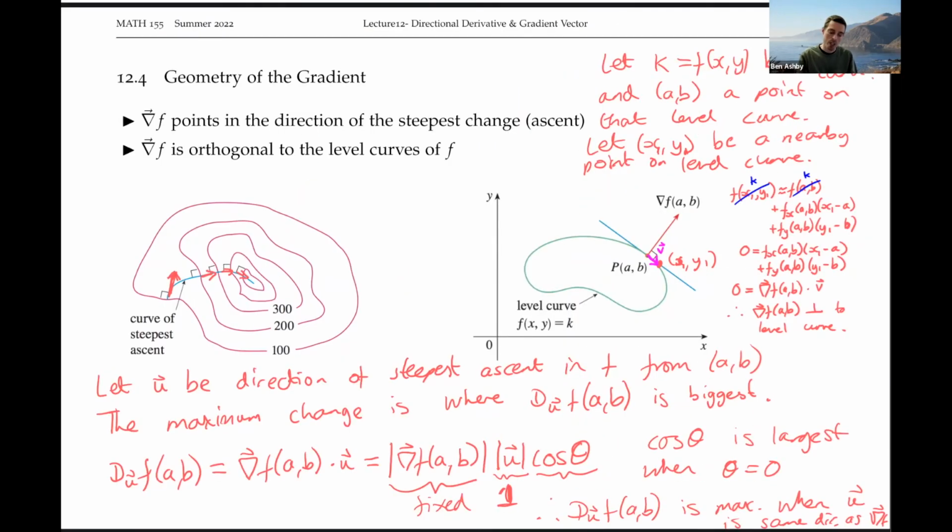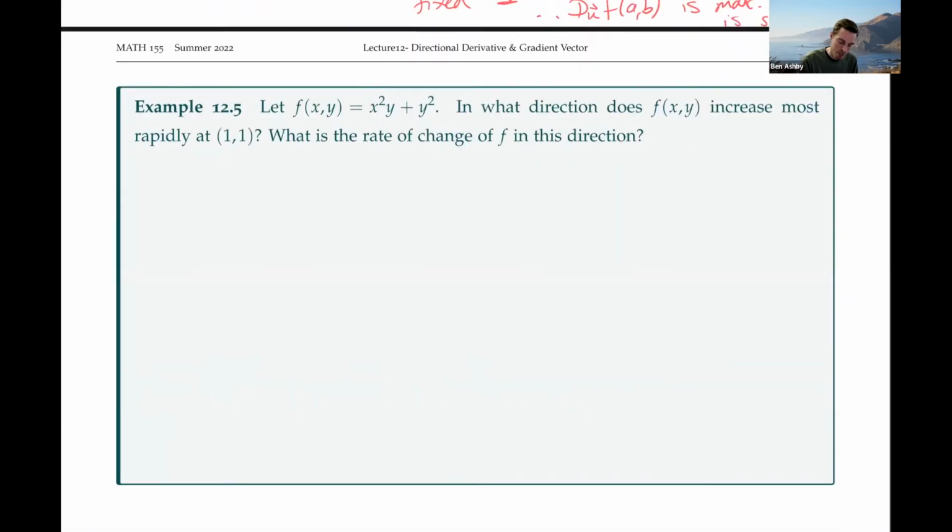Okay, so you don't need to memorize the proofs that I've just gone through. They are just designed to give you some intuition as to what's going on, what it means to have a gradient vector, and why it is pointing in the direction of steepest ascent for your function, and also why it's orthogonal to the level curves. Okay, let's go through an example here.